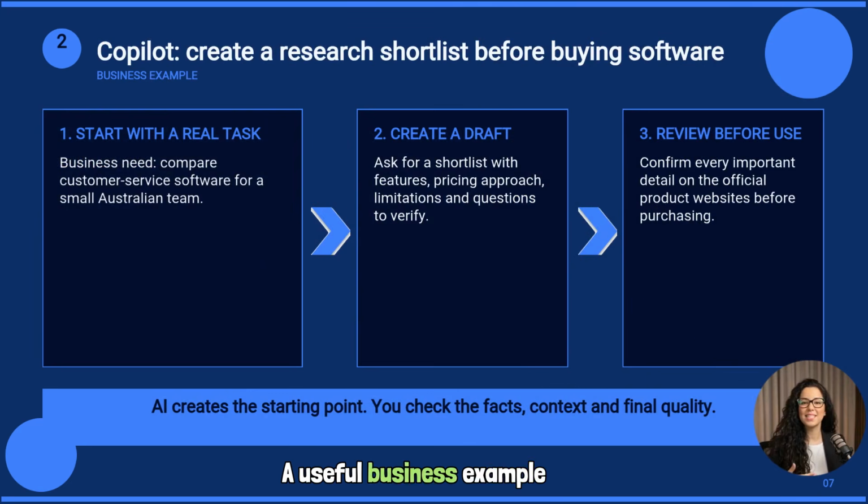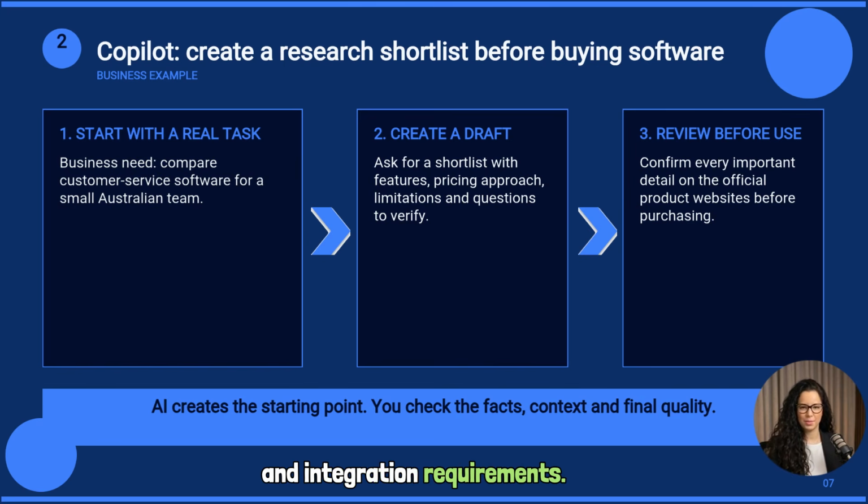A useful business example is early research. Imagine you are considering customer service software. Copilot can help you compare common options and explain features in plain English. Ask it to create a shortlist, identify possible limitations, and suggest questions to ask vendors. Do not allow the AI to make the purchasing decision. Pricing and features can change. Use the output to organize your research, then verify important details on the official product pages and consider privacy, support, and integration requirements.